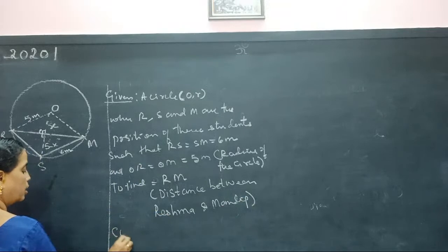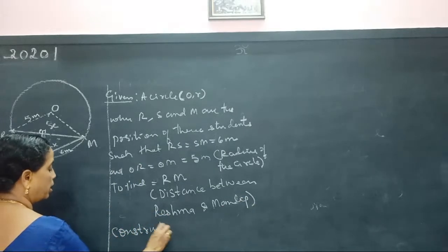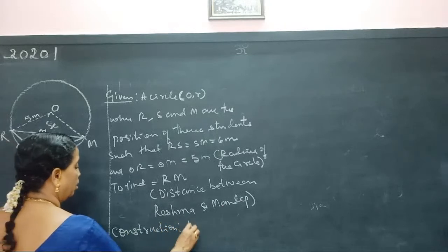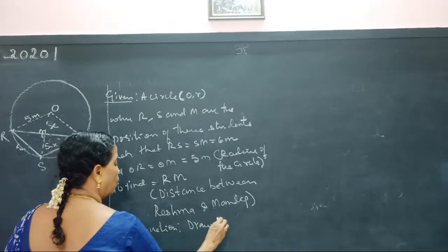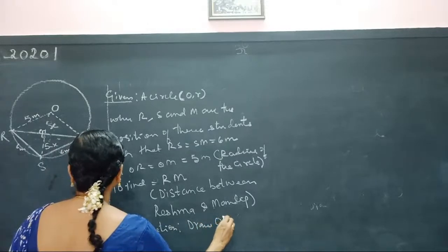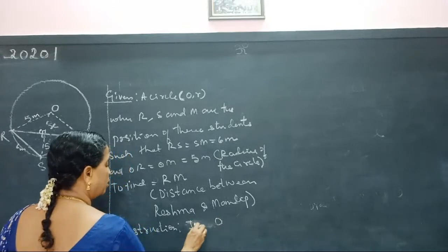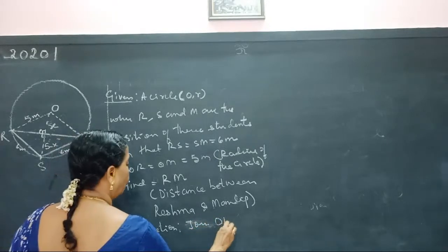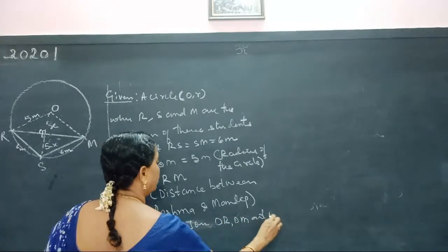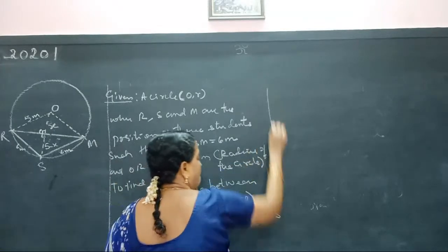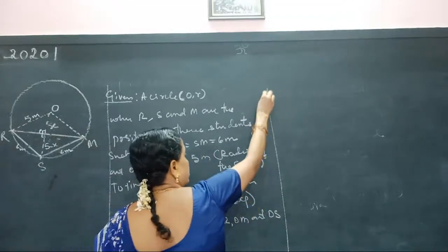Now, construction: join OR, OM and OS. Okay, check it once.